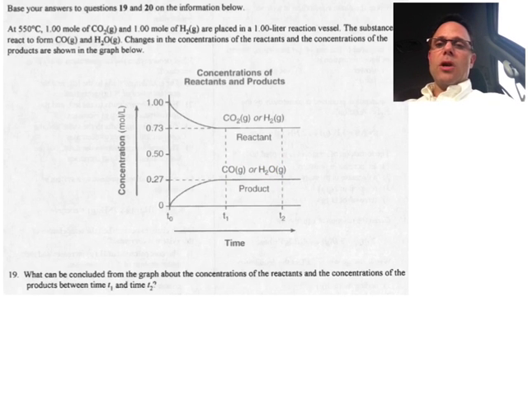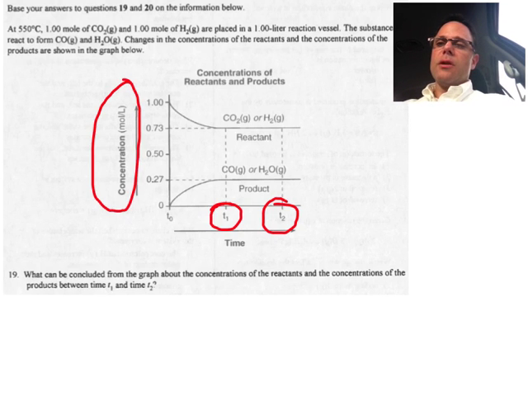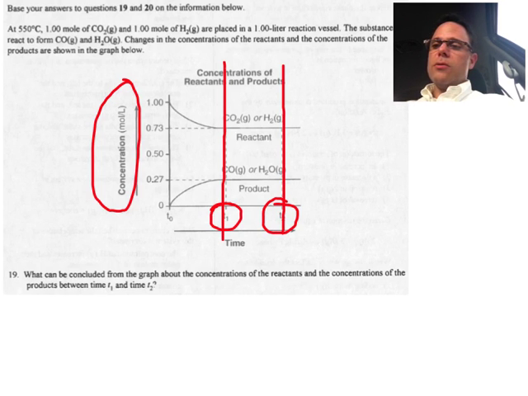The question: what can be concluded from the graph about the concentrations of the reactants and the concentration of the products between time T1 and T2? So from here to here, the concentrations. Again, this is concentration. Between these two regions, what is happening to the concentration level?